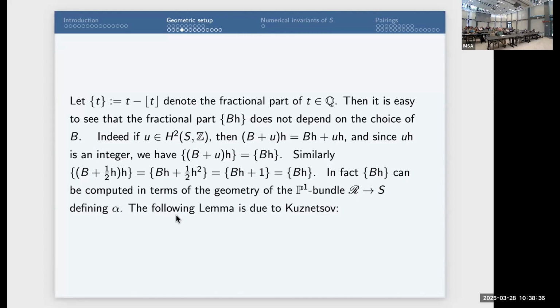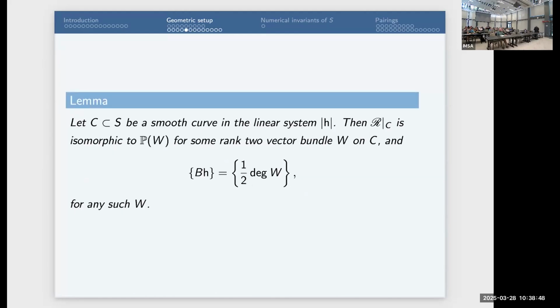In fact, this fractional part can be used in the geometry of the bundle of the quadrics. So if the linear system H, then the scheme will know there's some line bundle W on the curve. And the fractional part is the fractional part of half the degree of W. In other words, the fractional part of W by the projection: if the degree is even, the fractional part is 0, if the degree is odd, the fractional part is half.